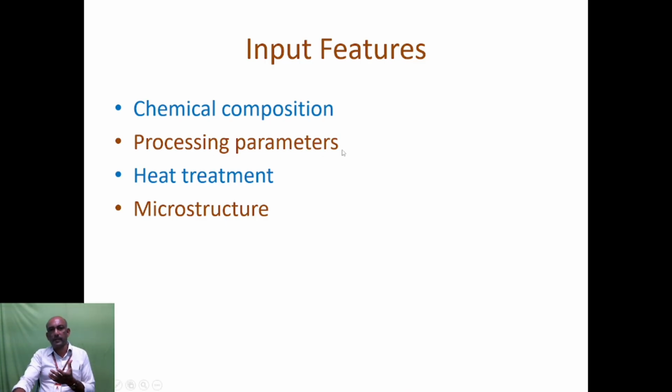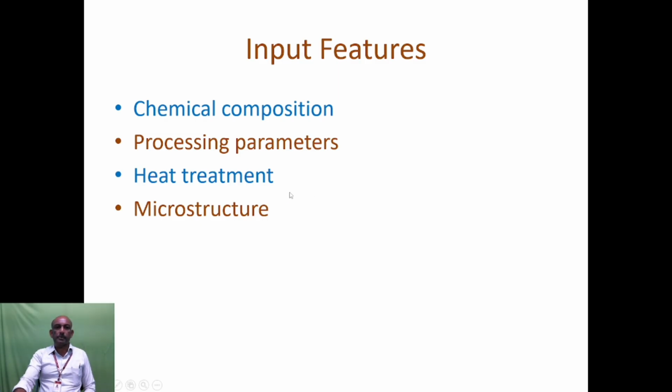Next one is processing parameters. Processing parameters mean, for example, when we do the tensile test, what the strain rate is. If we conduct the tensile test using a 0.1 strain rate, or, for example, a wear test where we characterize wear properties, what atmospheric temperature do we use for this test: room temperature, or 100 degrees Celsius, or 200 degrees Celsius ambient temperature. So these are some processing parameters. Every test has some processing parameters, and these processing parameters can also be given as input for the machine learning model.